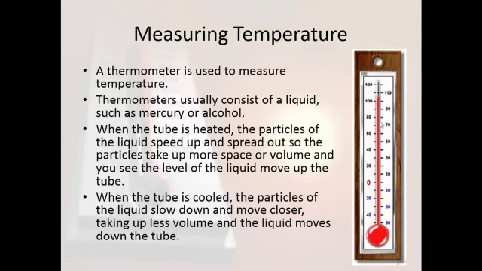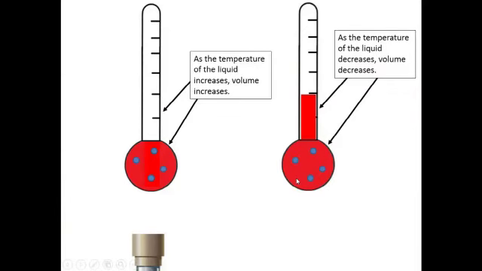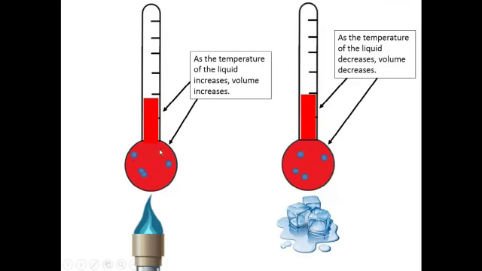Okay, so in this part we talked about the meaning of temperature and how the volume of the liquid changes according to the temperature. Okay, did you see here? As the temperature of the liquid increases, the volume increases. When we start increasing the temperature, the volume of the liquid increases. But in the next picture, as the temperature of the liquid decreases, the volume decreases. Did you see? The volume decreases when we decrease the temperature.